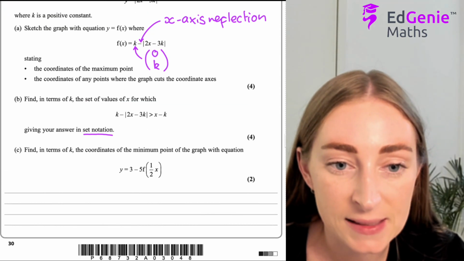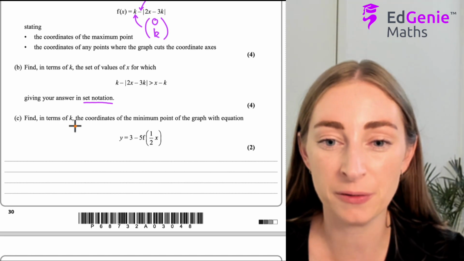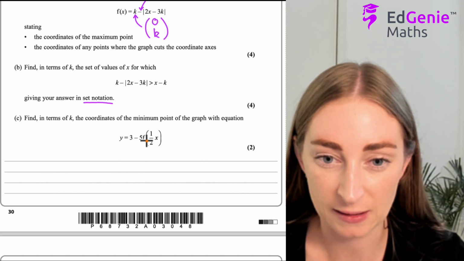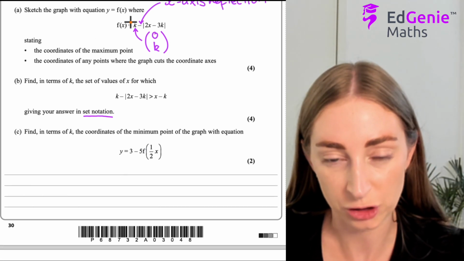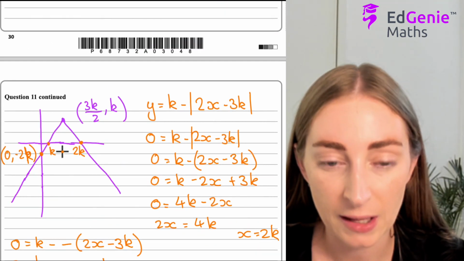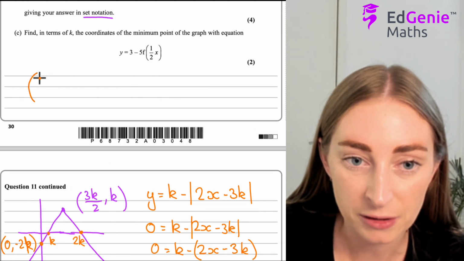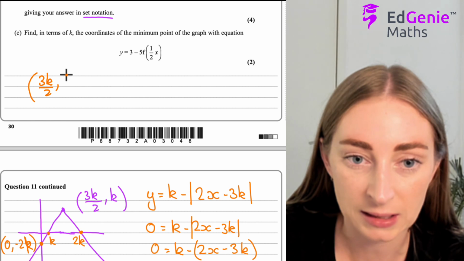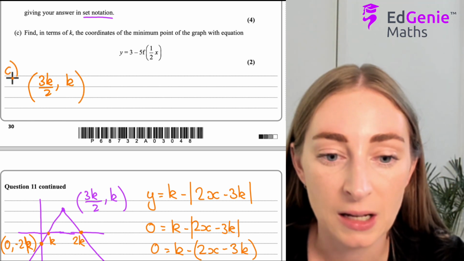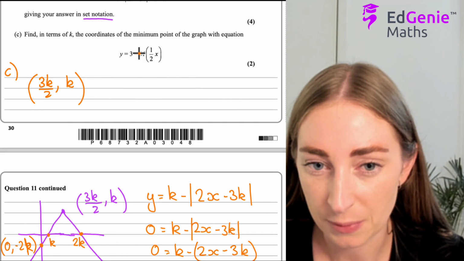So part C says, find in terms of k the coordinates of the minimum point of the graph with this equation. So we've got the f here, so we're looking at this function. When we sketch this function, let's have a look. This was our maximum, so we had a maximum at 3k over 2 and k. I'm going to write part C here so I don't have to keep scrolling up and down. And that was a maximum, but we're now looking for a minimum, which makes sense because we're multiplying it by a negative.